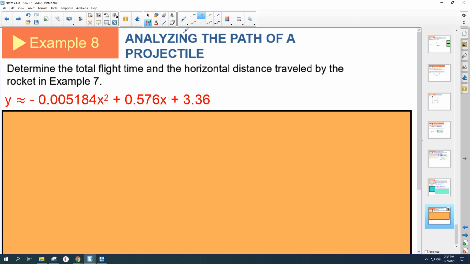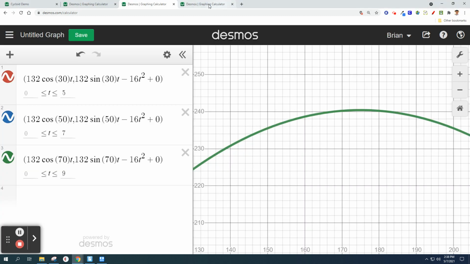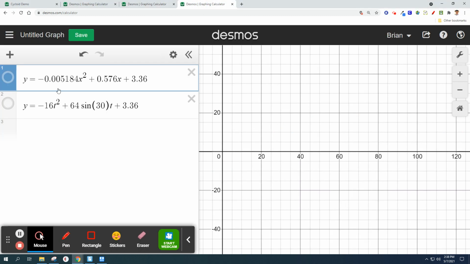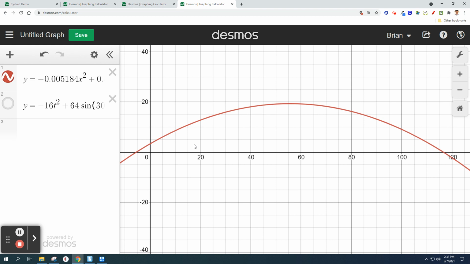Horizontal distance is x. We should know this, right? Horizontal distance is talking about x. So if you want to find horizontal distance, you need an equation with an x in it. It didn't ask me for max height, but I'm going to go ahead and do this. The easiest thing to do is to just graph this. So if we go back to Desmos and graph this equation right here, we see a parabola, that's good.